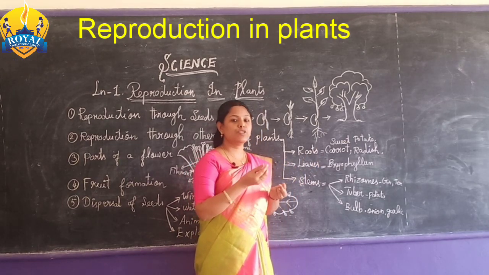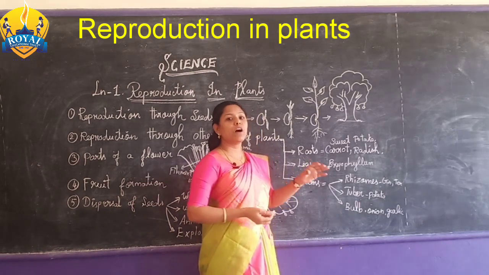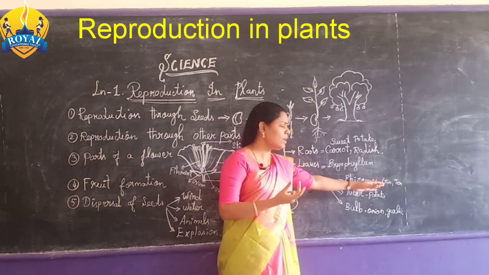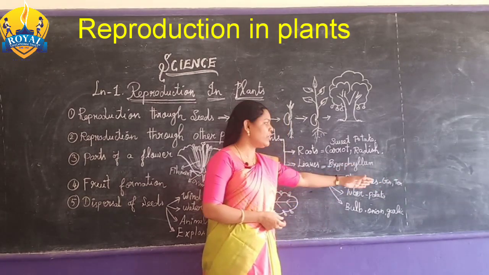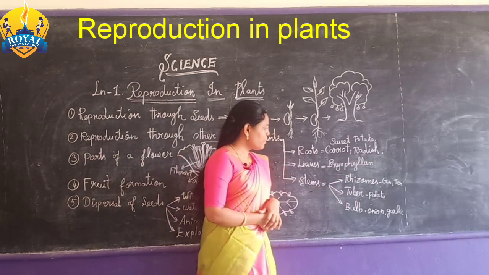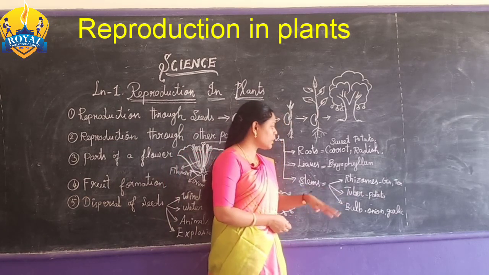After we plant the green cutting in the pot with soil, after some time the green cutting will give rise to a new plant. The second type of method is tuber.